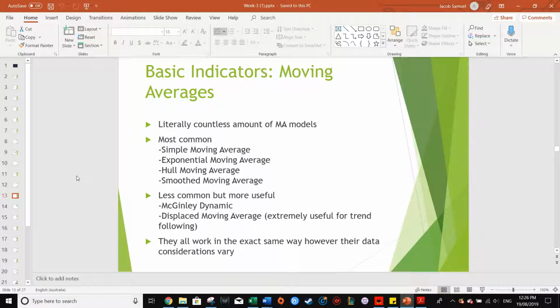Now, one of the big things about using moving averages is that one moving average is borderline useless. You will get a few cuts every now and then. Mohammed, could you just go down one?